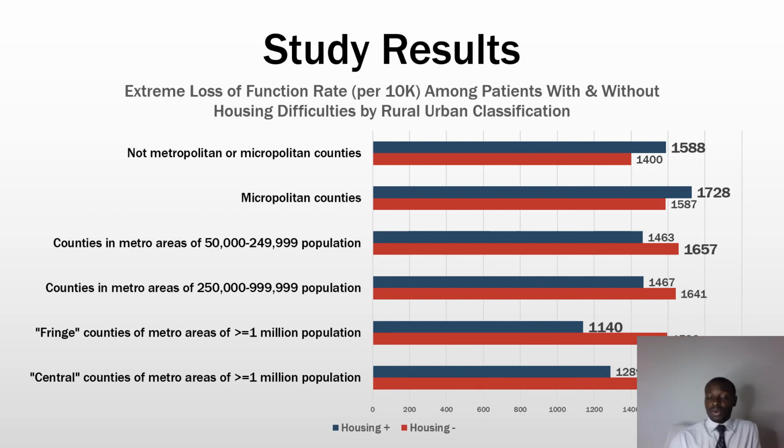When we further look at micropolitan areas or rural areas, we are seeing much higher presentations among individuals with housing difficulties compared to individuals without housing difficulties. Therefore, respiratory presentations or inpatient respiratory presentations or even hospitalizations among individuals with housing difficulties are much higher at a rate of 1,728 compared to 1,587 per 10,000 presentations. Now, when we look at areas with about 50,000 to 250,000 population size, we are seeing a reverse dynamic compared to what we've seen so far, with higher presentations among individuals without any housing difficulties at a rate of 1,657 compared to a rate of 1,463.